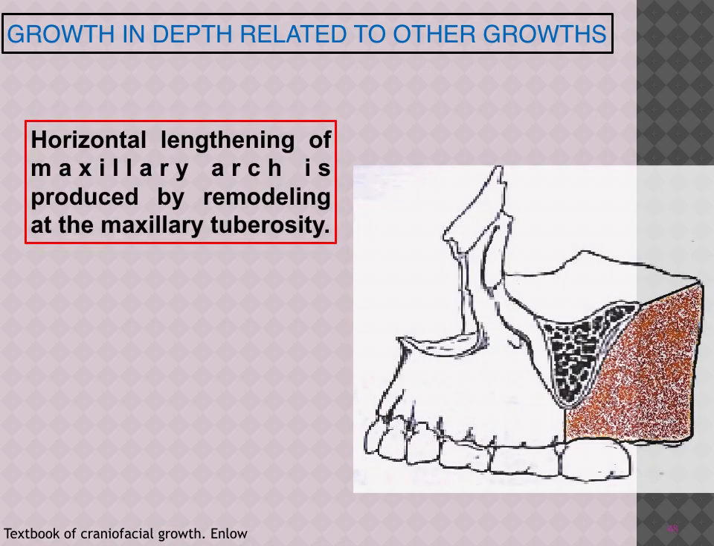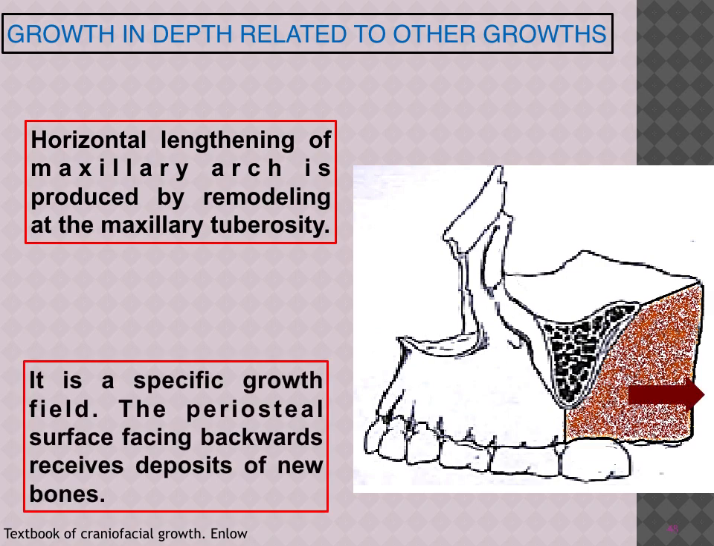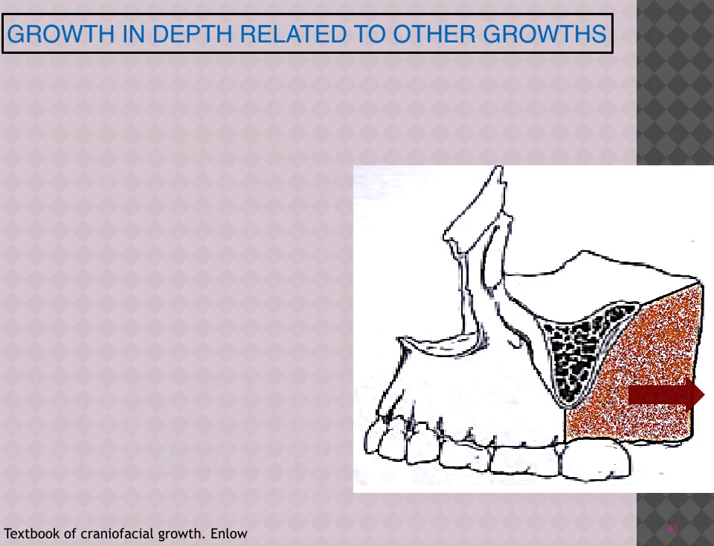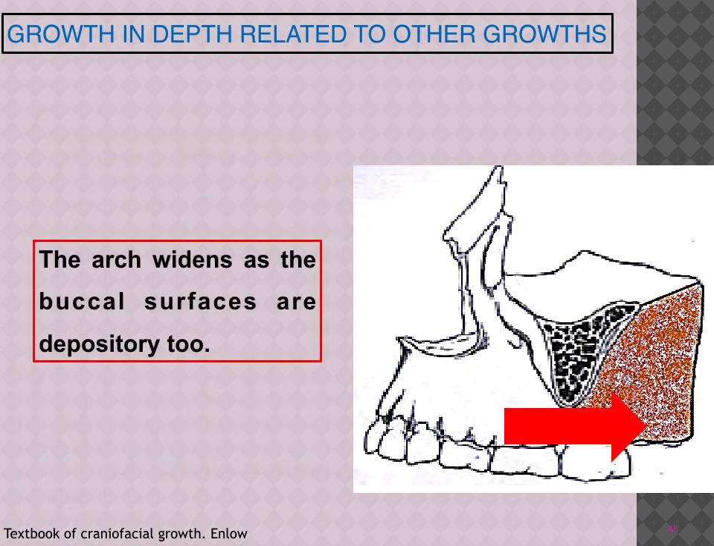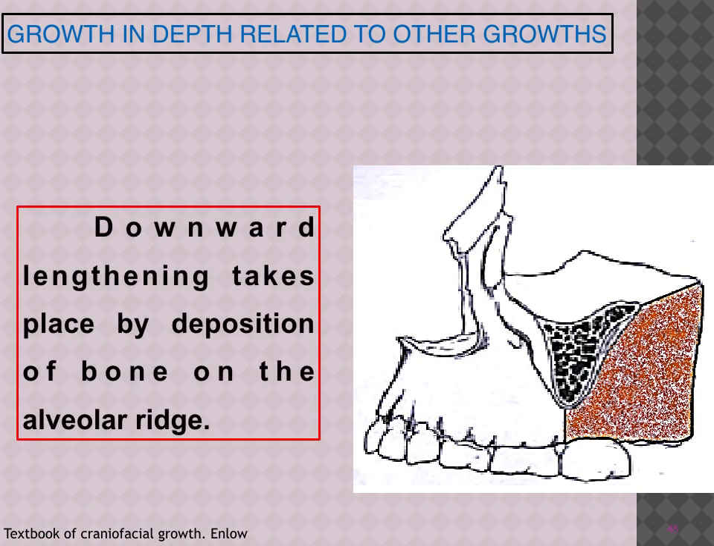Now, if we look at the maxilla, we cannot ignore the most posterior part of the maxilla, which is present posterior to the posterior most erupted tooth. That's your maxillary tuberosity, which contributes to the growth of maxilla in all the three directions: posteriorly by bone deposition, even laterally, which leads to an increase in arch width, and also downward inferiorly, which leads to an increase in alveolar ridge height. So it is actually contributing to the growth of maxilla in all the three planes. Maxillary tuberosity is a very important growth site.